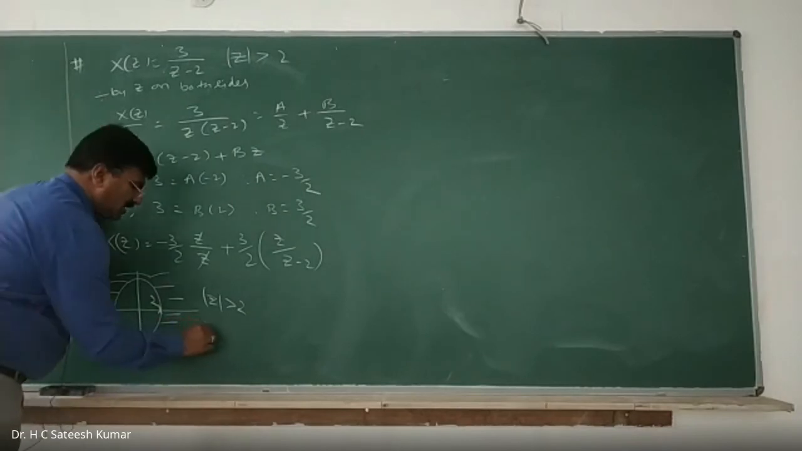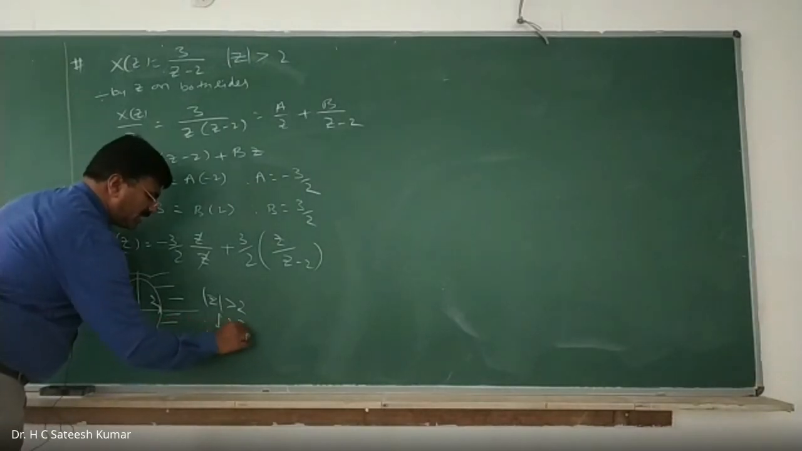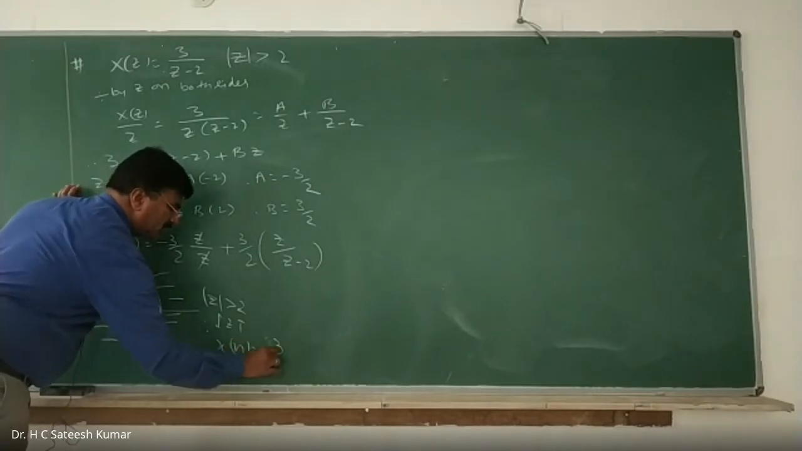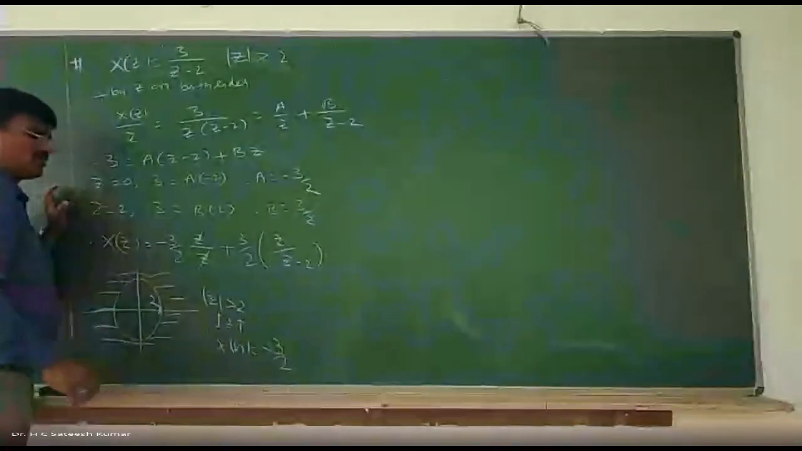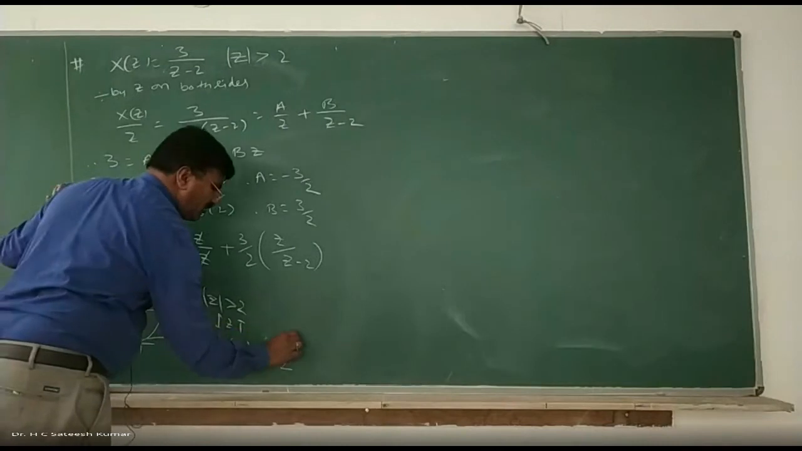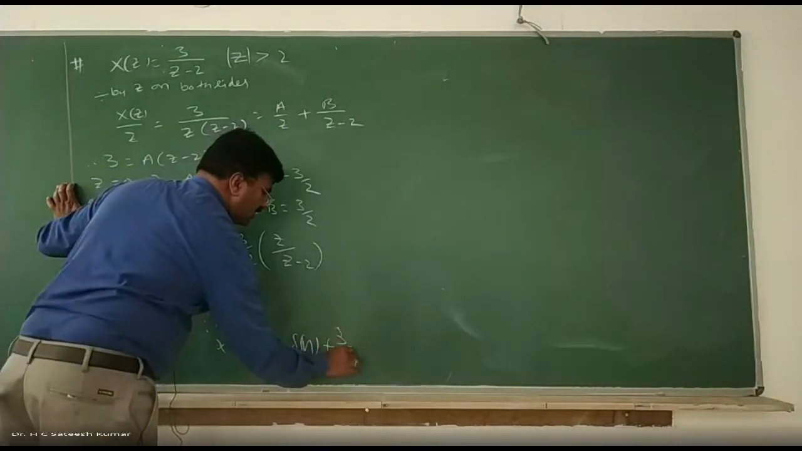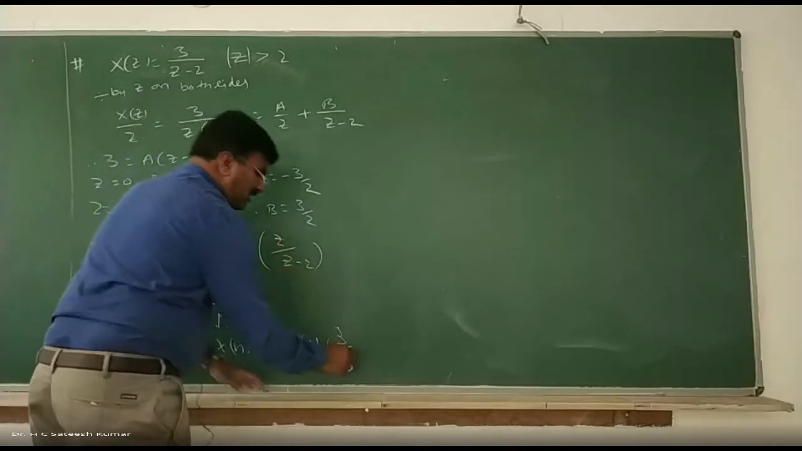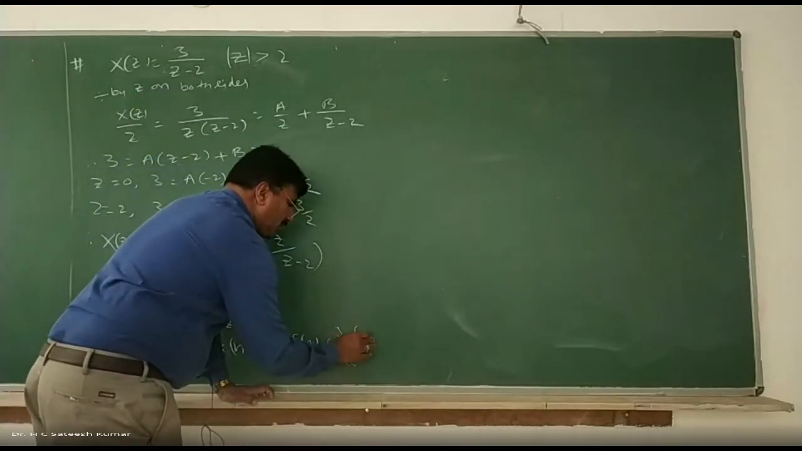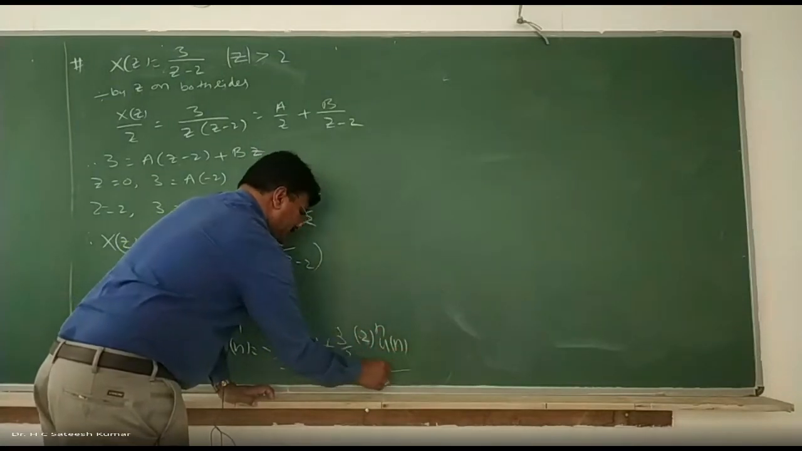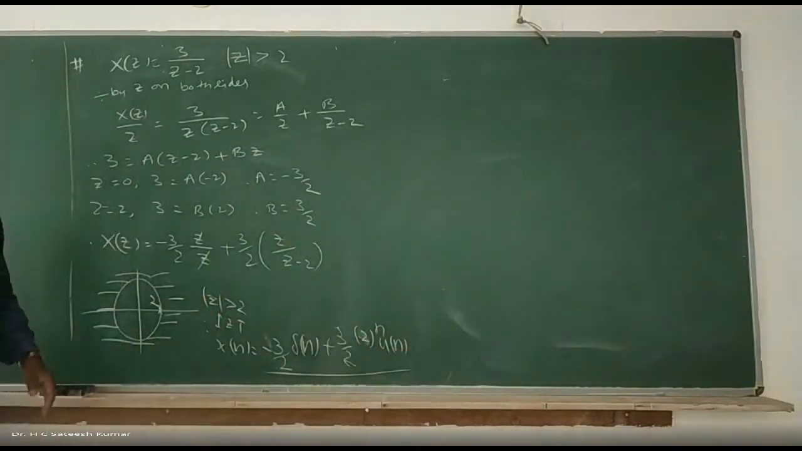Therefore, inverse Z transformation: x of n is equal to minus 3 by 2, which is a constant. For a constant, inverse Z transformation is delta of n from the table, plus 3 by 2 into z divided by (z minus a), right-handed sequence, a power n. a is 2, so 2 power n into u of n. That's it. That's how we should do the problem of this sort, right?